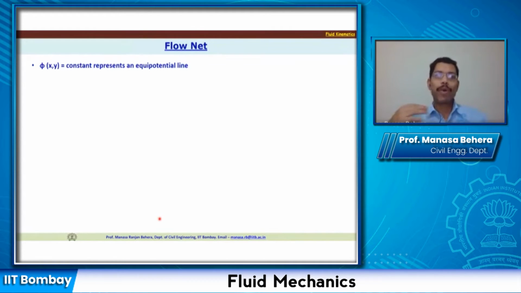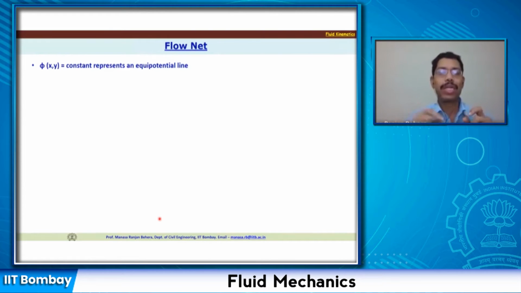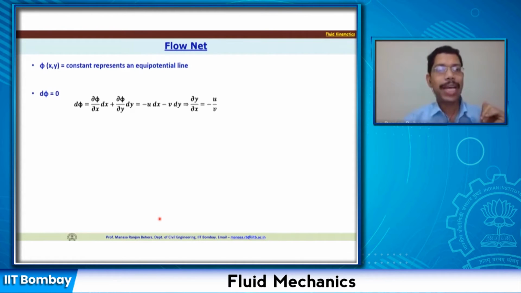So when I am talking about flow net, before I understand the flow net, let me understand what an equipotential line is. I have already discussed slightly earlier that when you take the phi(x,y) function and equate that to a constant, you get a line, and that represents your equipotential line. Okay. So if phi(x,y) is constant, what will happen to d phi? d phi is going to be 0. All right. So now if d phi is 0, I know phi is a function of x and y. If I write the partial derivative of that, I can write d phi is equal to ∂phi/∂x dx plus ∂phi/∂y dy.